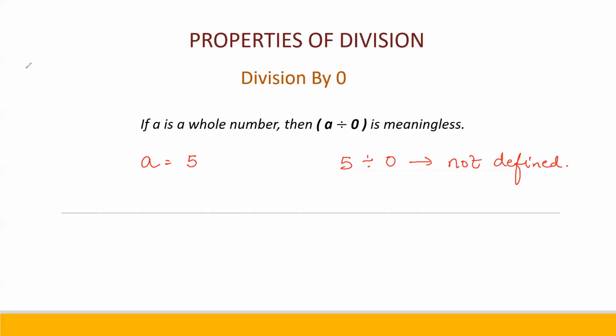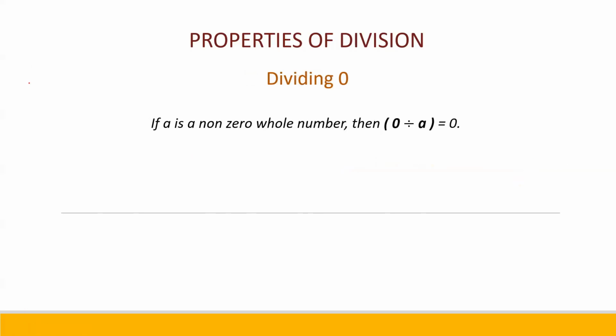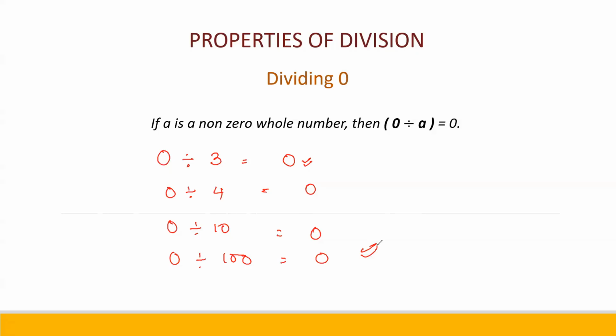It is not defined. Now let us move on to the third property, dividing zero by a whole number. When we take zero as a whole number and divide it by 3, the answer will always be 0. So dividing 0 by any whole number, whether it is 1,000, hundreds, whatever, the answer will always be 0. The answer is possible here and it is 0.